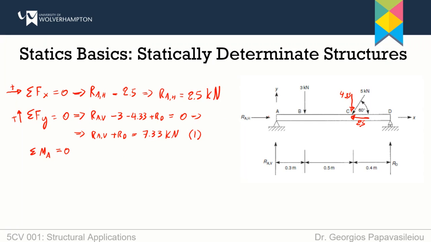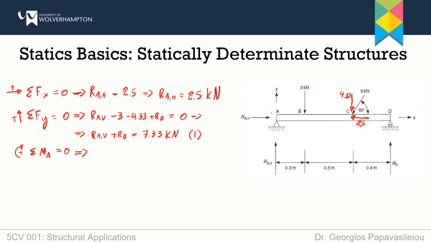Actually, this is a very good selection. We typically select a point where at least one of the unknown forces applies, because this means that the moment of this force will be zero. Also, let's assume that the moments that are clockwise are positive. As I said, it doesn't matter. It would be the clockwise or the counterclockwise one. You should get exactly the same result.